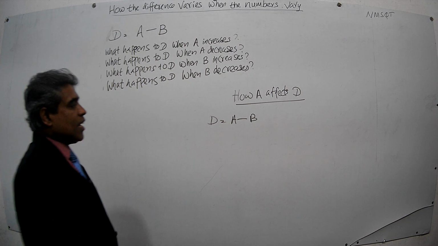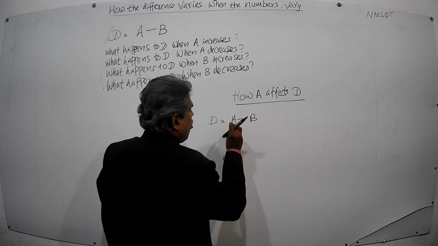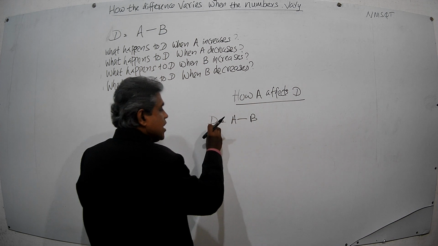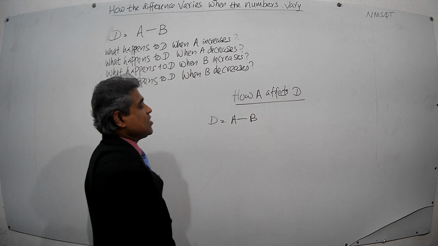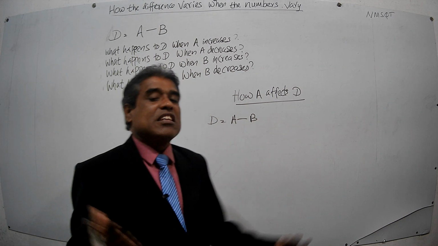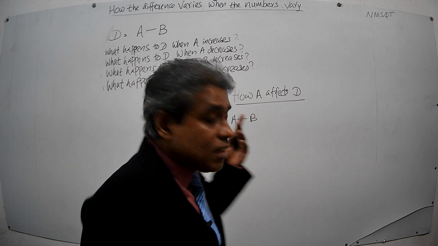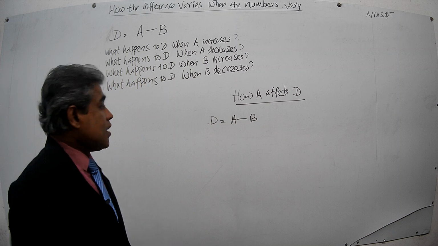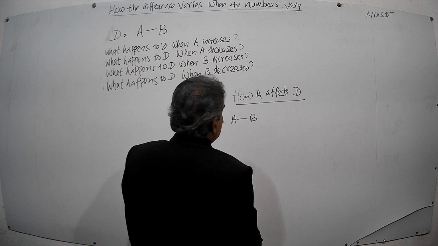Now to study the effect of changes in a on d, we have to make b a constant. Otherwise, we can't study. Both are variables. When both variables change at the same time, we can't study the effect of changes in one variable on d, right? Okay. So therefore, we take b as constant.